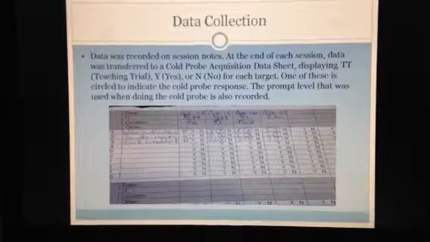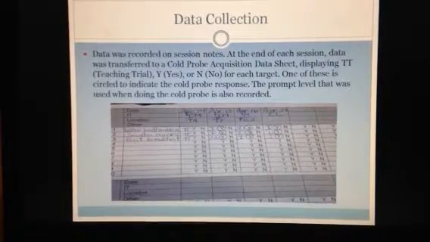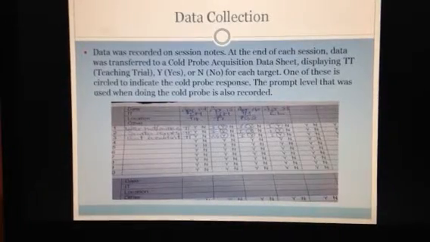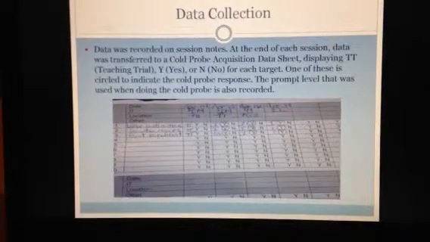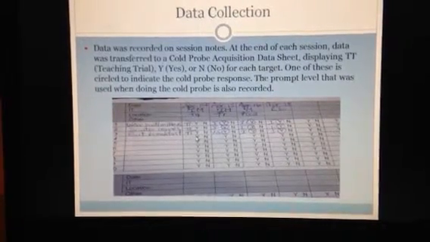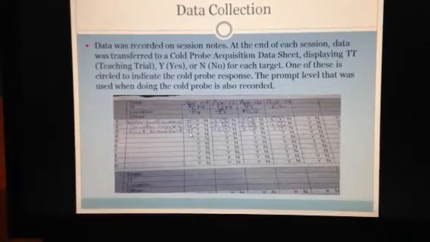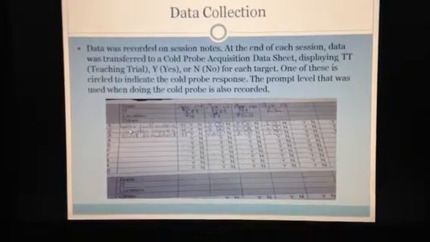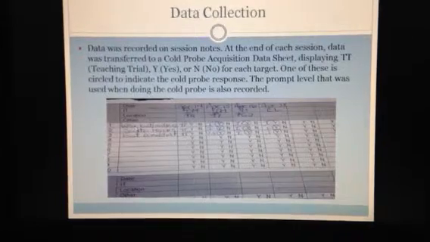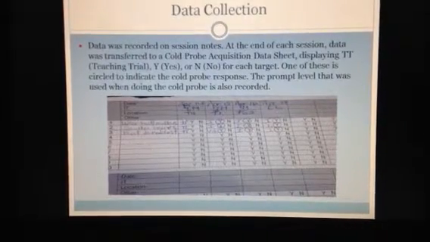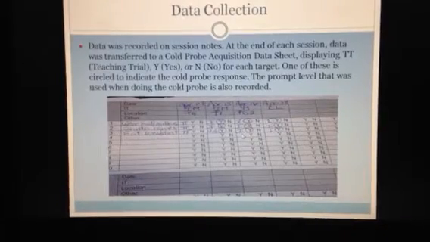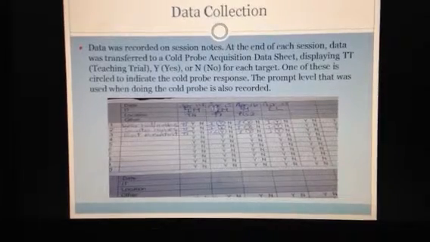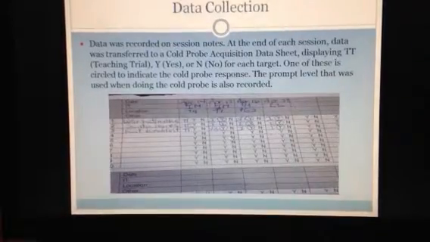For data collection, the data is recorded on session notes during the session, and then at the end of each session, data is transferred to a cold probe acquisition data sheet, and there is a picture of a sample below here. So you have 3 choices: teaching trial, yes or no, for each one of the targets. The 3 targets that I started with were: when do you wear a hat and mittens, when does Santa come, and when do you eat breakfast? As you can see, one of these is circled for each session. The prompt level that was used when doing the cold probe is also indicated, and here the I stands for independent.